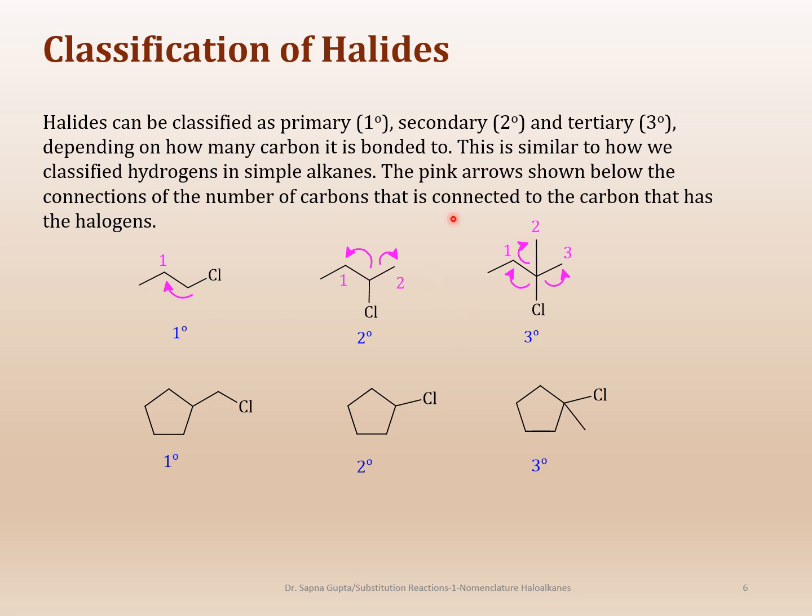So now for the classification of halides, and we've done this before with the primary, secondary, and tertiary carbons and hydrogens. So we classify halogens the same way. Again, look at the connectivity. If the carbon that is connected to chlorine is connected to only one carbon, that's going to be a primary. If that carbon attached to chlorine is connected to 2 carbons, then that's secondary, and of course that carbon connected to 3 is tertiary.